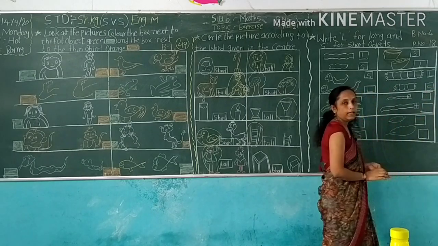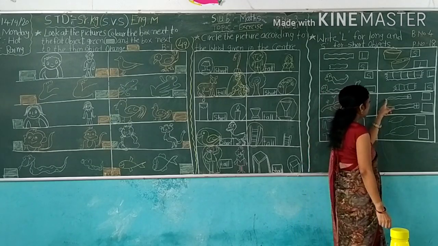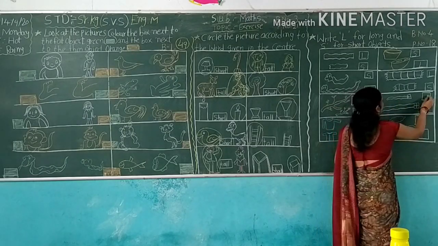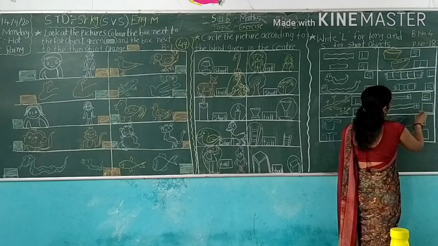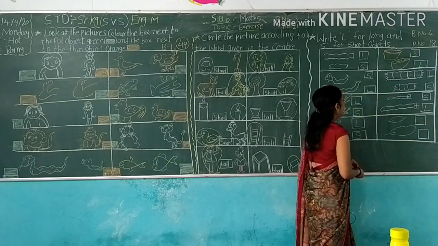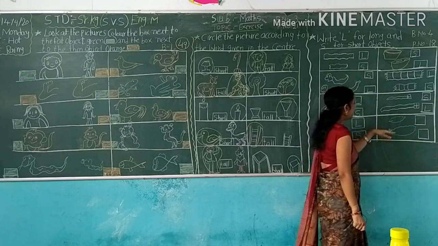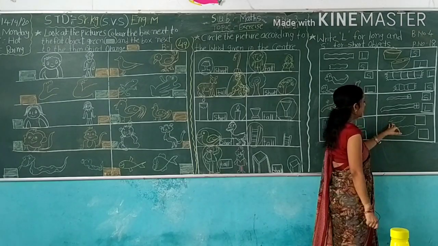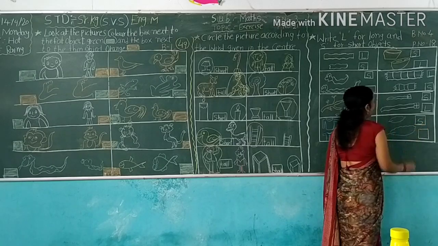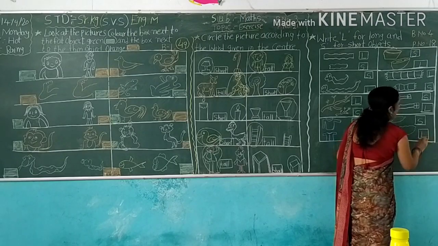Okay. And next, here I drawn two objects. So which object is long? This. And this object is short. So here we write S for short and this object is long. So here we write L for long. And last, here I drawn two objects. Which object is long and which object is short? This object is short. So here we write S for short. And this object is long. So here write L for long.